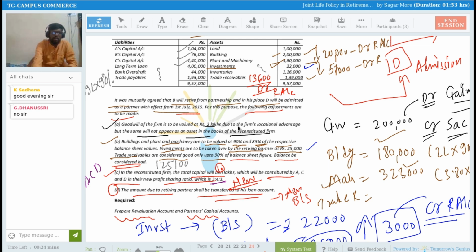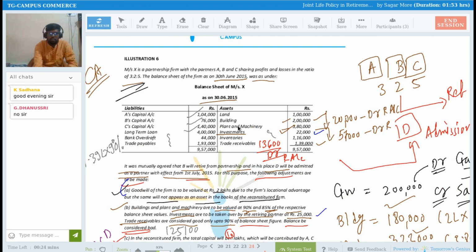Okay. I hope you understood this adjustment. Now, building, we have done already with this building and everything. So value of building, we have written here. Value of building decreased by 20,000 rupees. See here. Value of building decreased by 20,000.